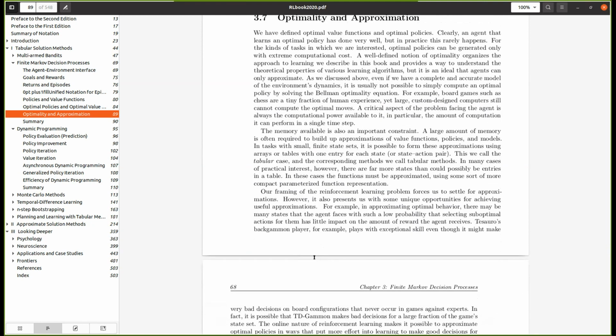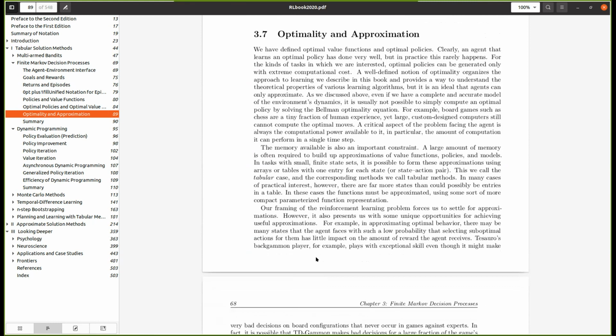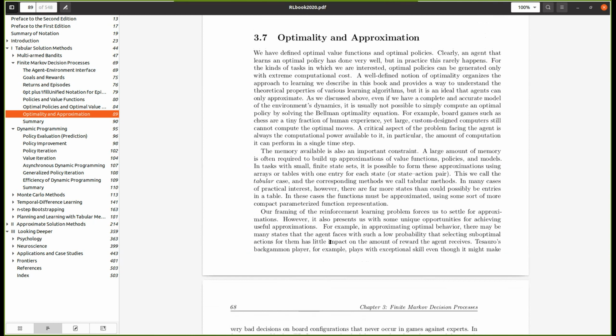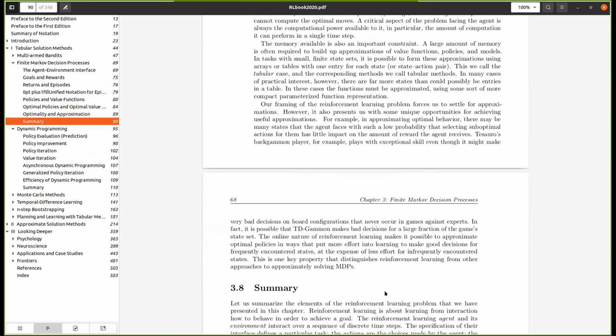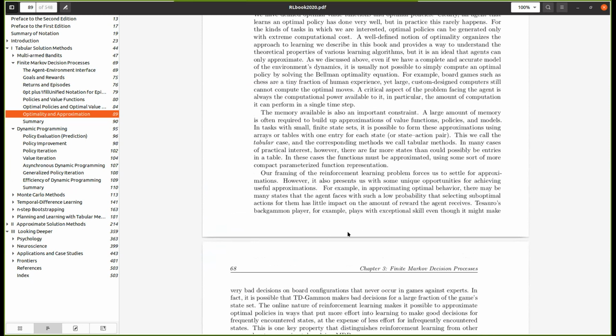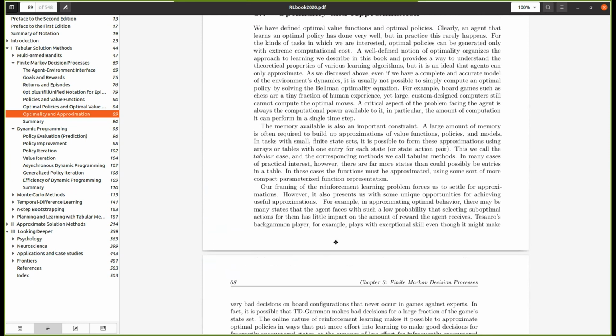Yeah, and in this section, the authors introduce us to what we will be dealing with in the next chapters. Basically, in a general case, we cannot find an exact solution for the optimal value function or optimal policy, but we have to go with approximate solutions. And that is basically what we will do throughout the rest of the book.